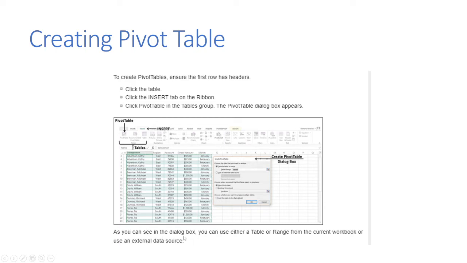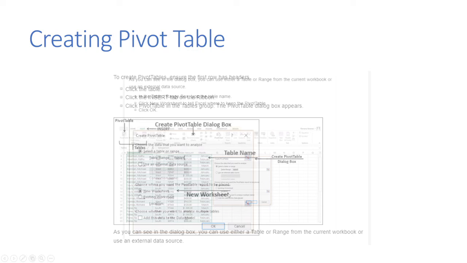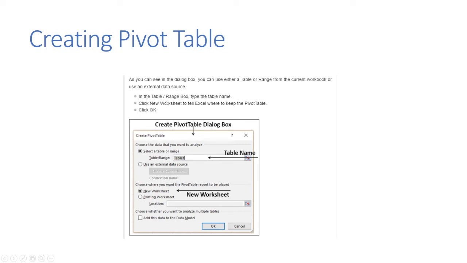As you can see in the dialog box, you can use either a table or range from the current workbook or use an external data source. In the table range box, type the table name, so Table1, and then click New Worksheet to tell Excel where to keep the pivot table, and then click OK. We have to give the name of the range, or we can select the range, but it's better to use the name, New Worksheet, and then we just click OK.